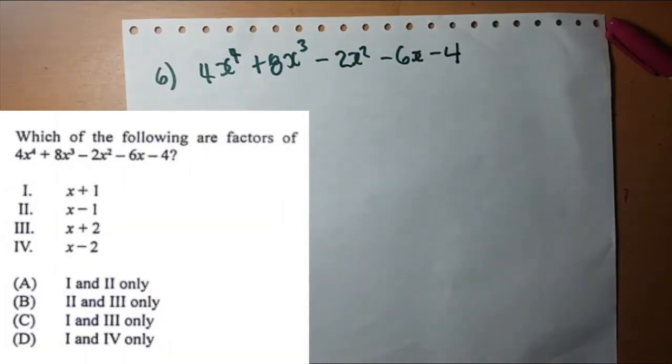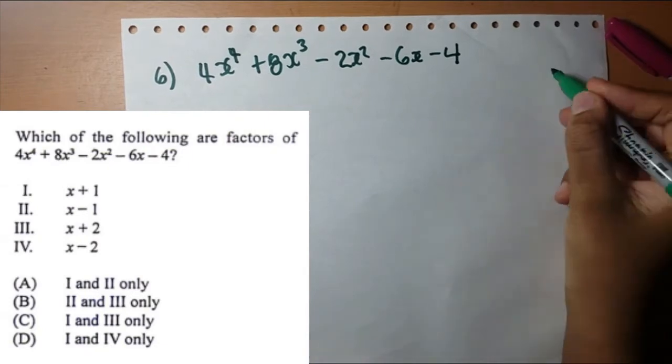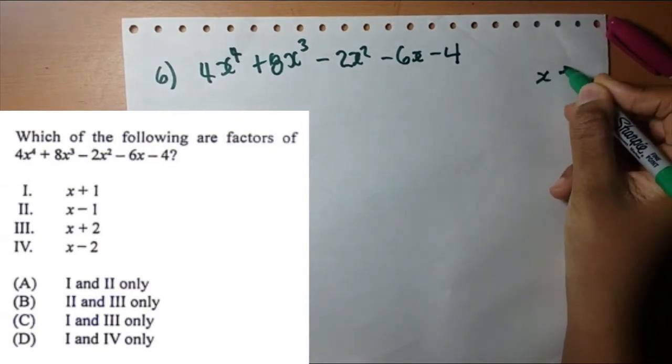Given this polynomial, we're asked which of the following are factors of the polynomial. The first one that we have is x plus 1.